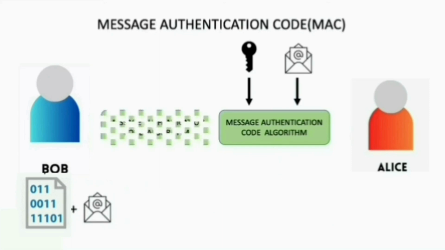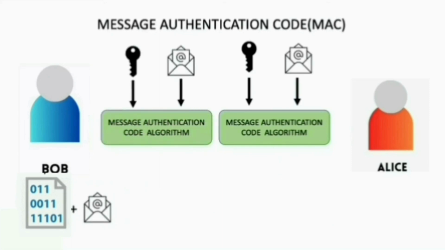The receiver then uses the same message and the pre-shared secret key to generate the MAC of the message in the same way. If the MAC generated by the receiver matches the MAC sent by the sender, the authentication is successful. In this way, the message authentication code, or MAC, ensures proper authentication.